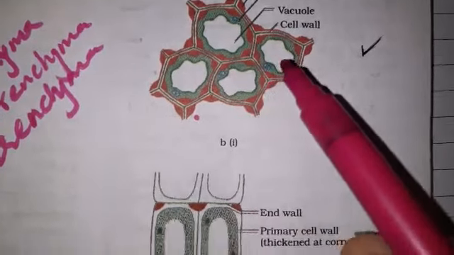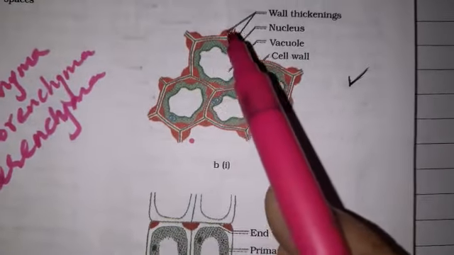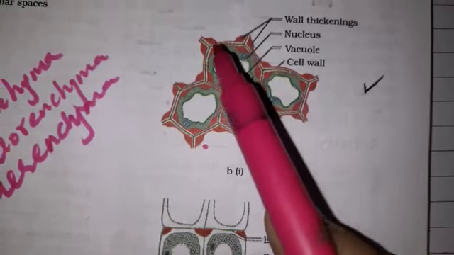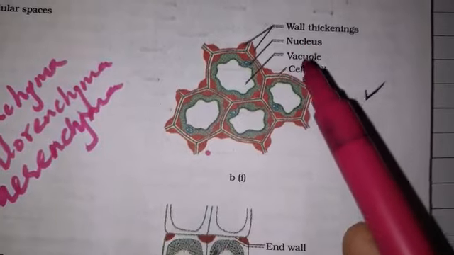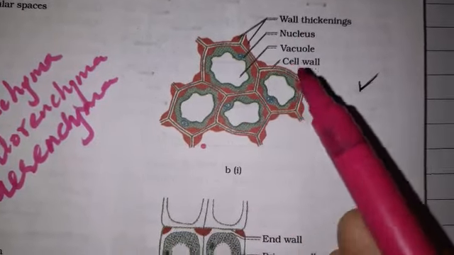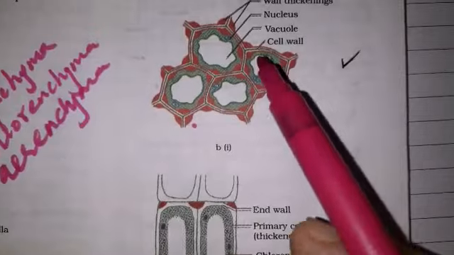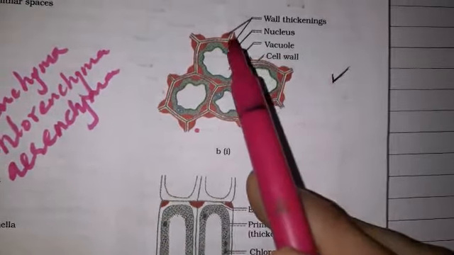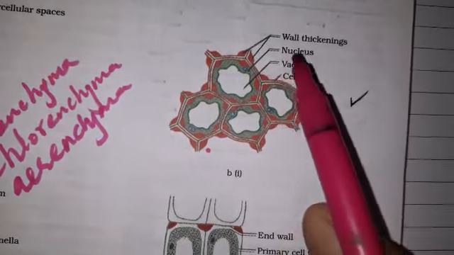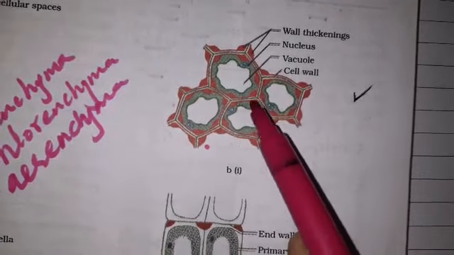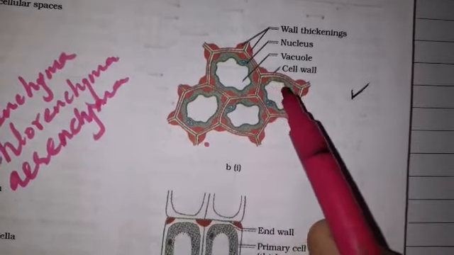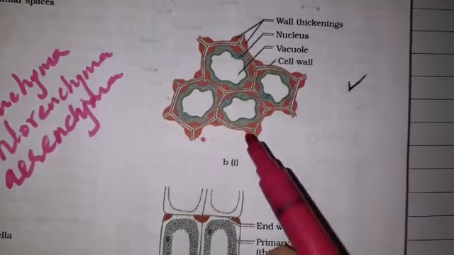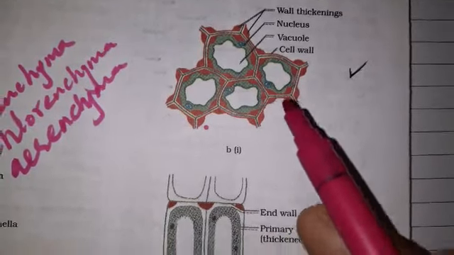Here the cell is not that thin. They have unequal thickening at the corner of the cell. See here, what they have shown in orange color is the wall thickening, and the cells have a nucleus and are living, not dead. The cells are elongated and irregular in shape, with wall thickening and very little intercellular space. Most of the time it is thickened at the corner, but sometimes very little intercellular spaces will be found.